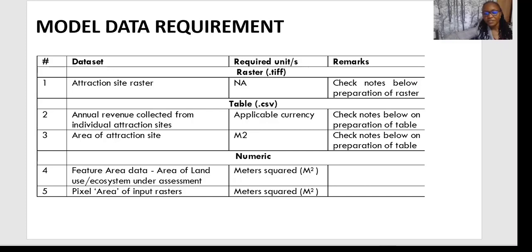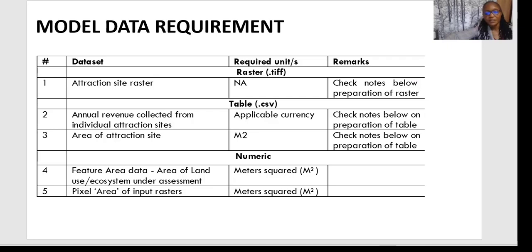The area of the attraction site must be in meters squared. This has been demonstrated if you check within the guide that is provided where you downloaded the model. Number 4 would be the feature area. Like I've said, it's always important to have the shapefile of the landscape which you're assessing so that you can be able to calculate the area. It should be in meters squared.